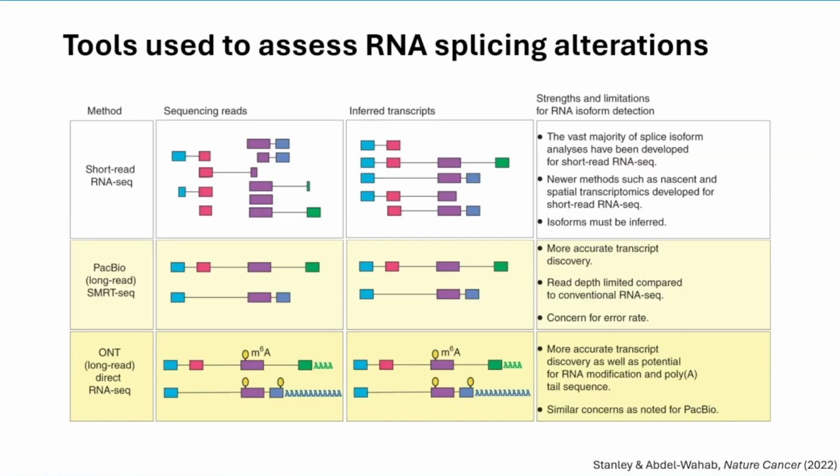So there are various tools to assess RNA splicing. In the past, it was mainly using short-read RNA sequencing. However, as many of you probably know, this is lacking as far as how it can resolve individual isoforms because they have to be inferred. And so with the advent of long-read, we are now better able to resolve individual isoforms, usually the entire thing. And so this allows for more accurate transcript discovery and quantification.